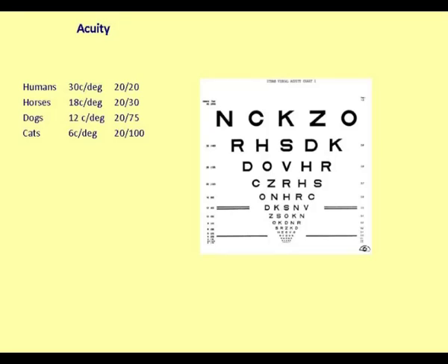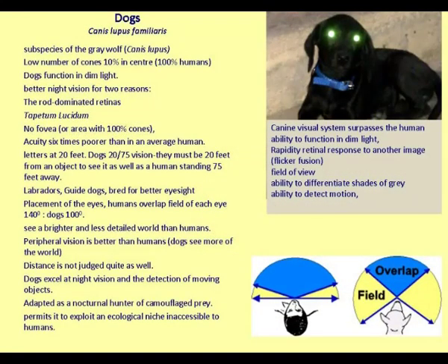Now, comparing us to horses, horses have quite good vision, dogs, 20/75, and finally cats that have really poor spatial acuity. But what do we mean that they've got poor vision? Well, they're better than us for functioning in dim light because they've got this tapetum. They've got a rapid retinal response to another image, so they can respond very quickly to their eye symptoms.